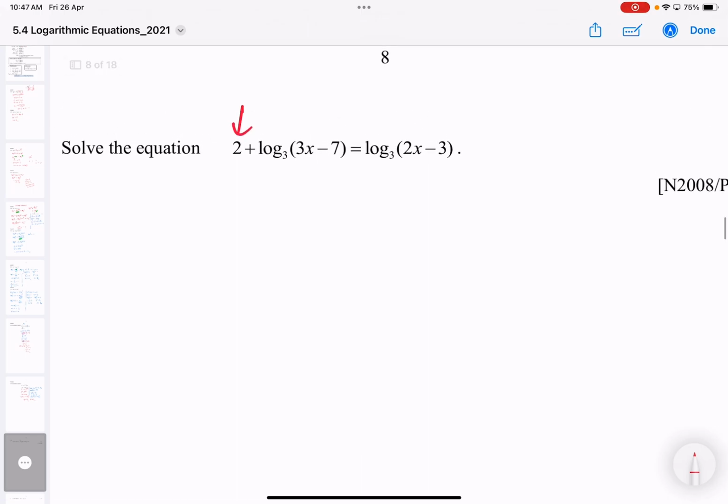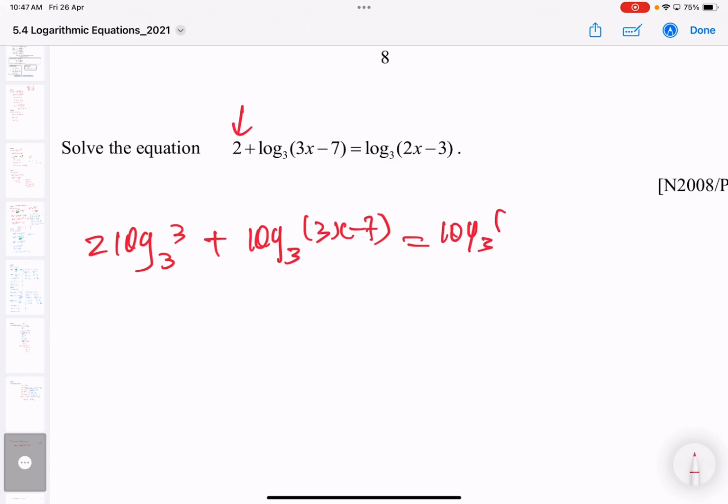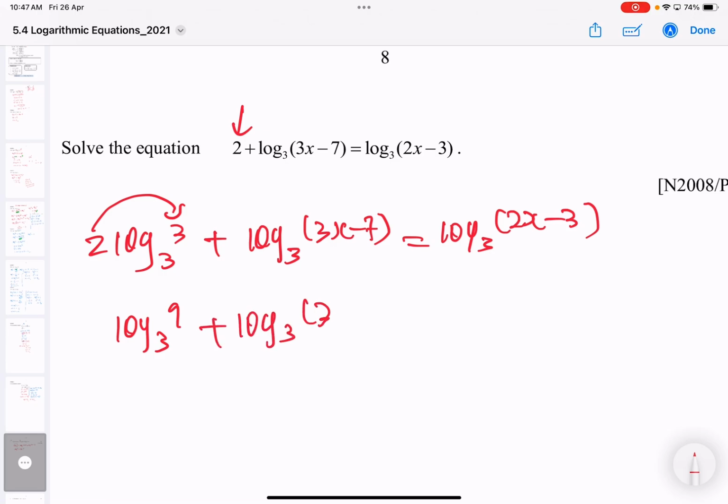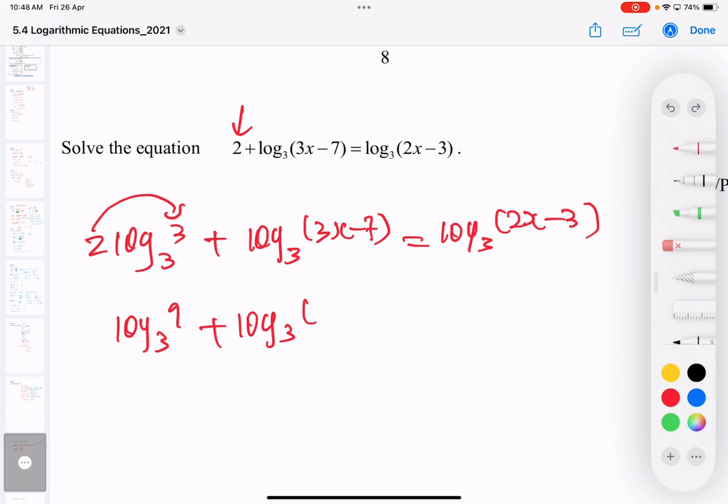I see a 2, immediately I know if I want it to be the same base, I change it to log 3, right? So it's going to be log 3 plus log 3x minus 7 equals log 2x minus 3. The powers I can bring up, log 3, this will be 3 squared, so give me 9. I write down all the working but actually you don't have to. You can skip some steps if you are much faster.